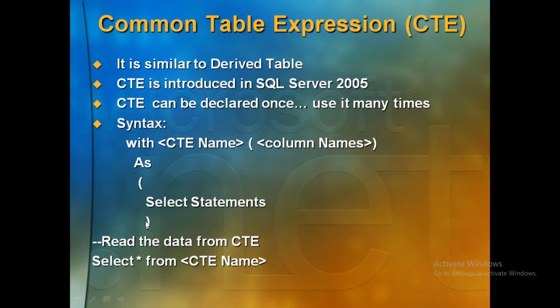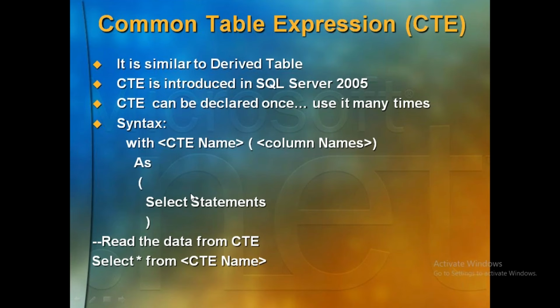And this is the CTE syntax. A CTE always starts with WITH, and you have to give the CTE name and column names. Column names are not mandatory; these are optional. You can simply say WITH CTE, leave this portion, and say AS. Here you should be able to write the query. So read the data from the CTE: select star from CTE.